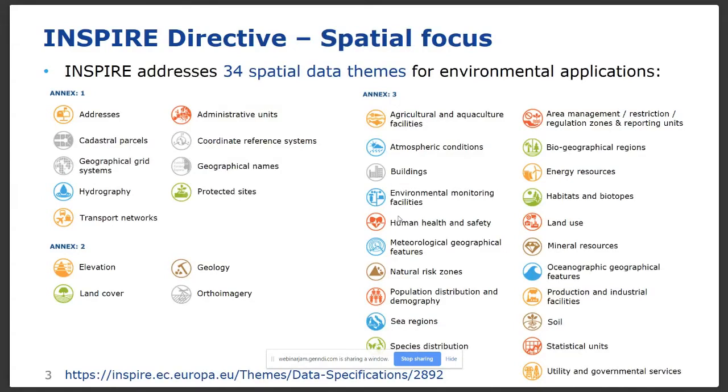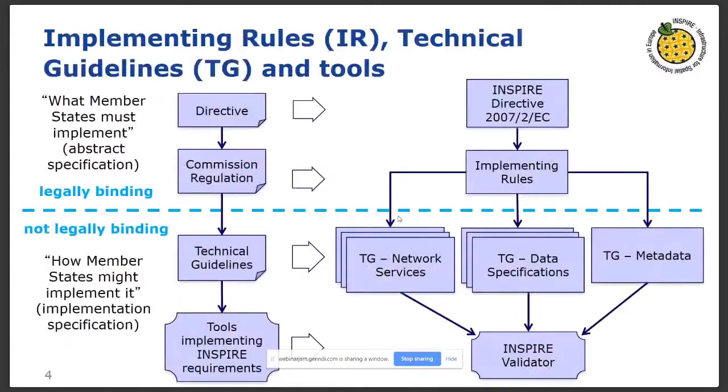So INSPIRE, as I said, is an environmental directive, and the spatial data sets that fall under the scope of INSPIRE are divided into 34 cross-sectoral categories, which are called spatial data themes, and they belong to 3 annexes because they are actually listed in the annexes of the directive. So basically, Annex 1 and Annex 2 deal with baseline information, while Annex 3 deals with more domain-specific information. So here you can see basically all these 34 spatial data themes.